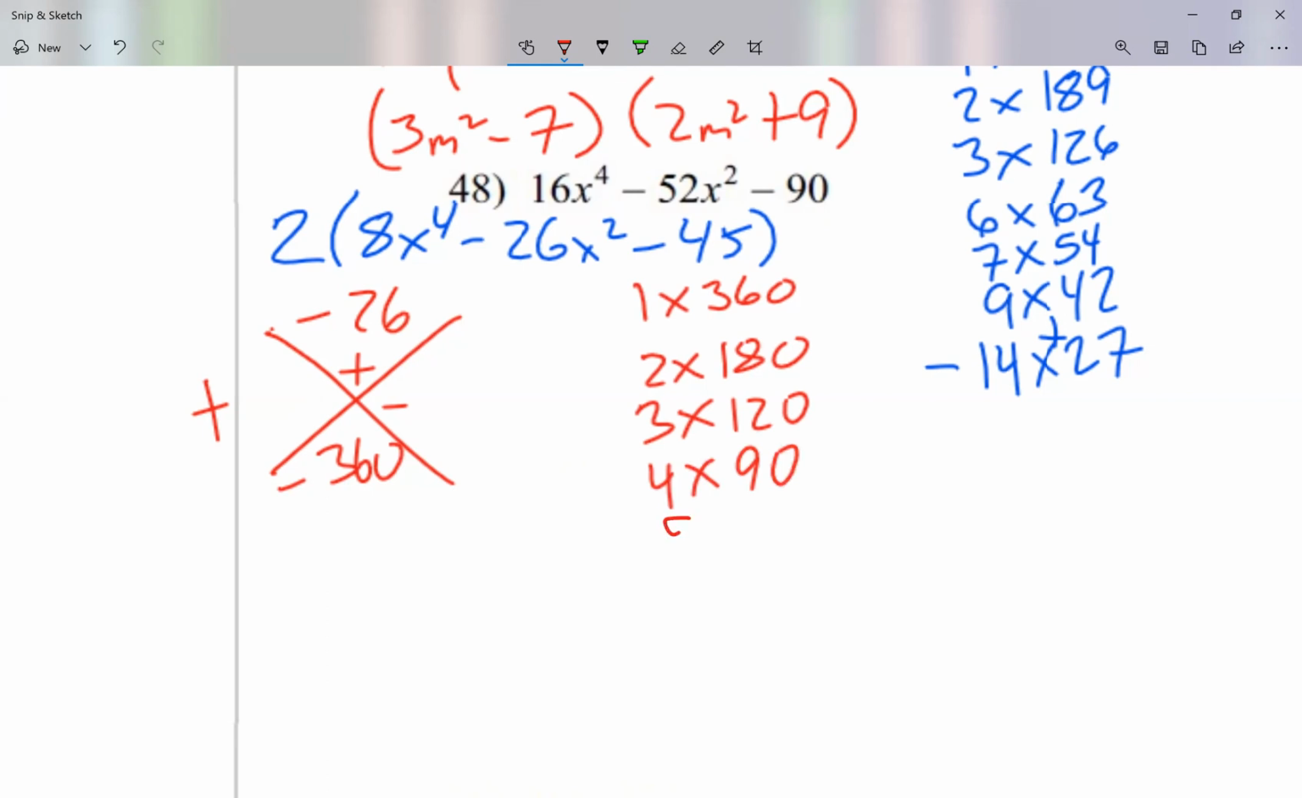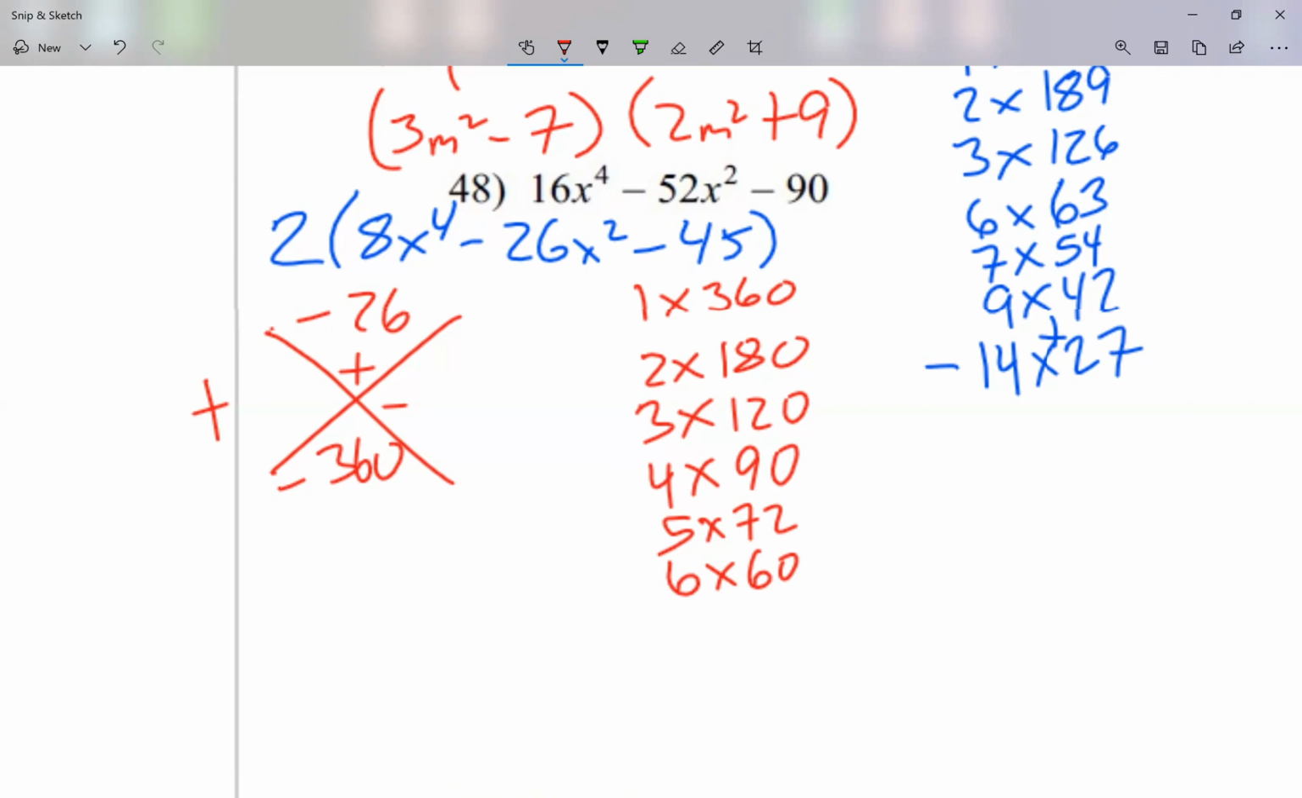How about 5? See, 360 divided by 5 is 72, so I know 5 times 72 is 360, but when I subtract, it's not 26. Okay, how about 6? 6 times 60, still doesn't work. How about 7? 360 divided by 7 gives me a decimal, so it doesn't work.